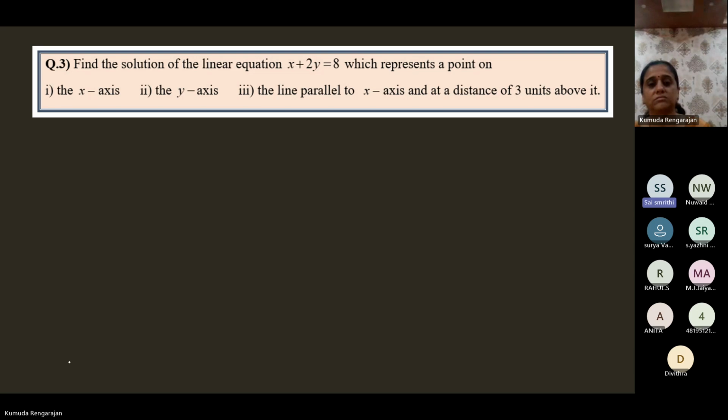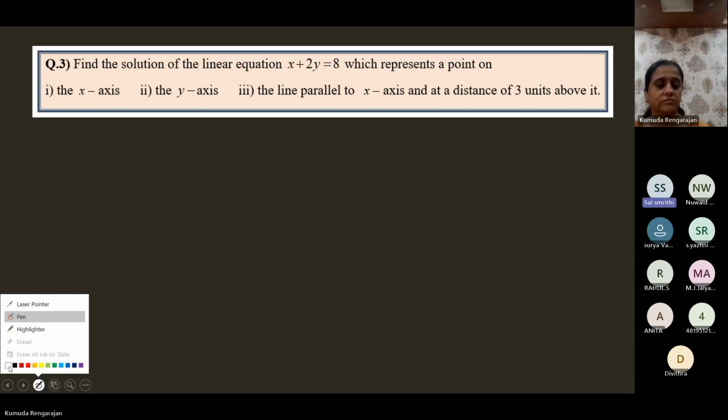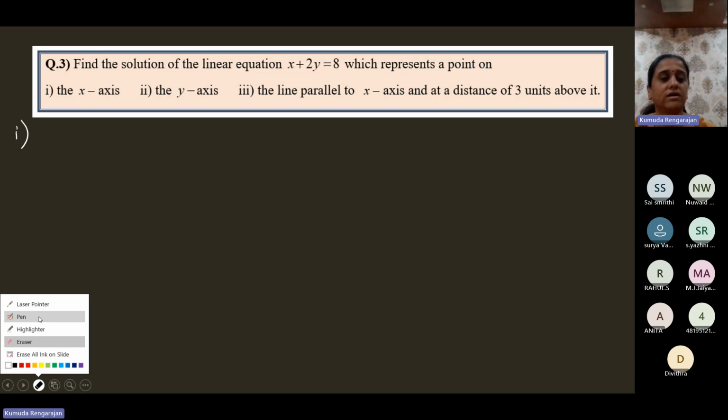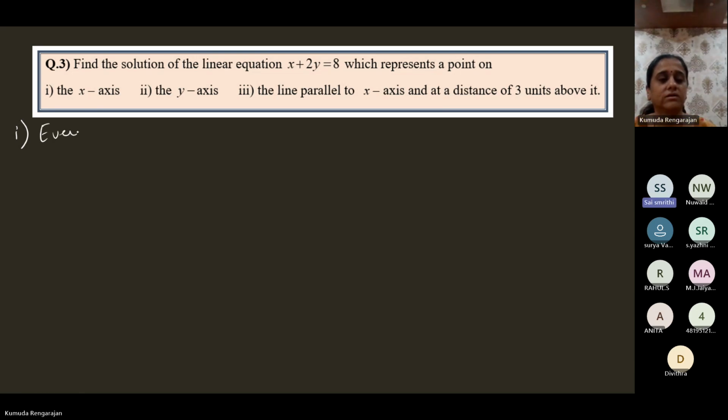For the x-axis, for y, we should substitute 0. Correct. So x plus 2 into 0 is equal to 8, right? Yeah. Every point on the x-axis is of the form x comma 0.